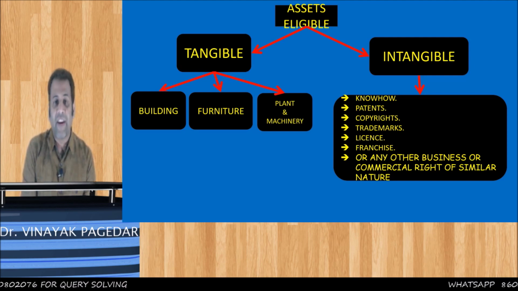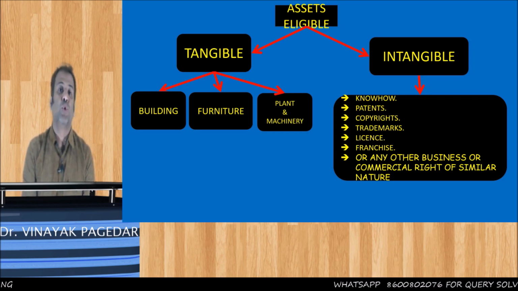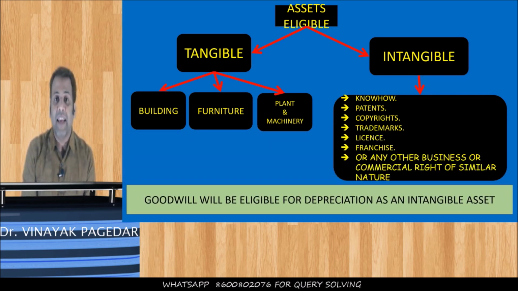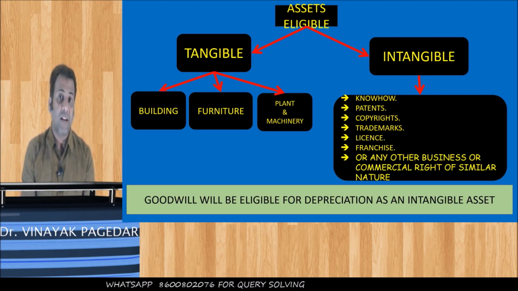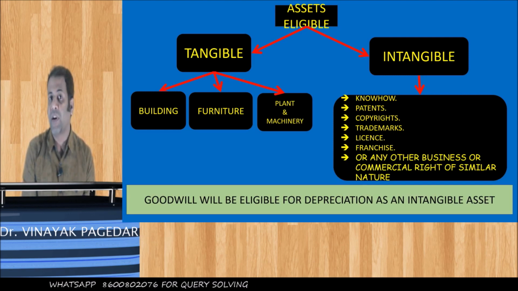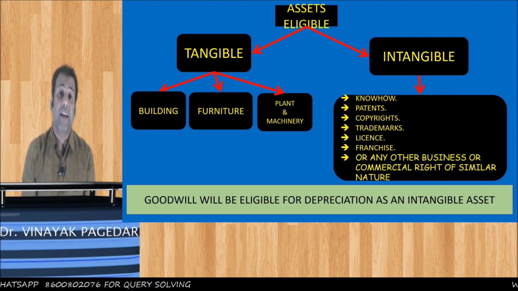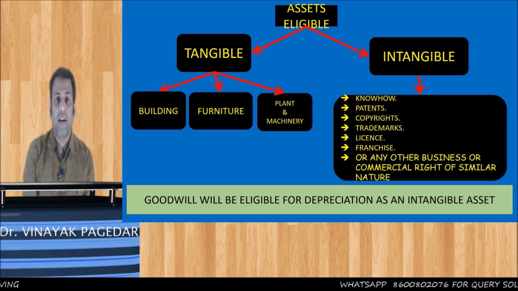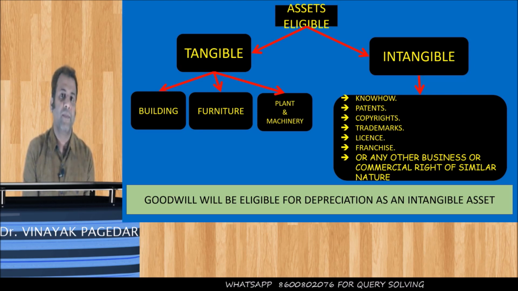Various court cases have held that an asset like goodwill, which is similar to know-how, patents, copyrights, trademarks, license, franchise, qualifies for depreciation under the intangible block. In the tangible category, we have 3 blocks: building, furniture and fittings, and plant and machinery. But in the intangible category, we have 1 block consisting of so many assets. Goodwill is eligible for depreciation as an intangible asset. So if you purchased goodwill, you can claim the depreciation.